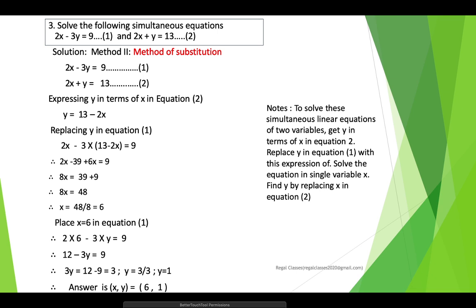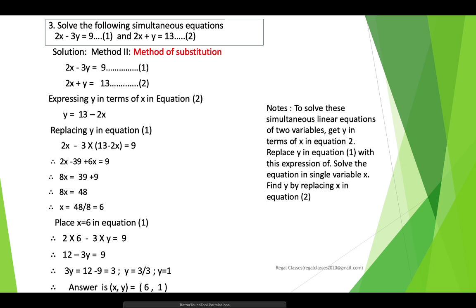Now here it is by method of substitution. The same problem by method of substitution. 2x minus 3y is equal to 9. 2x plus y is equal to 13. So we write the second equation y in terms of x. Replace y in terms of x in equation 1. So you get 2x minus 3 into 13 minus 2x is equal to 9. 2x minus 39 plus 6x, expanding the bracket, equal to 9.